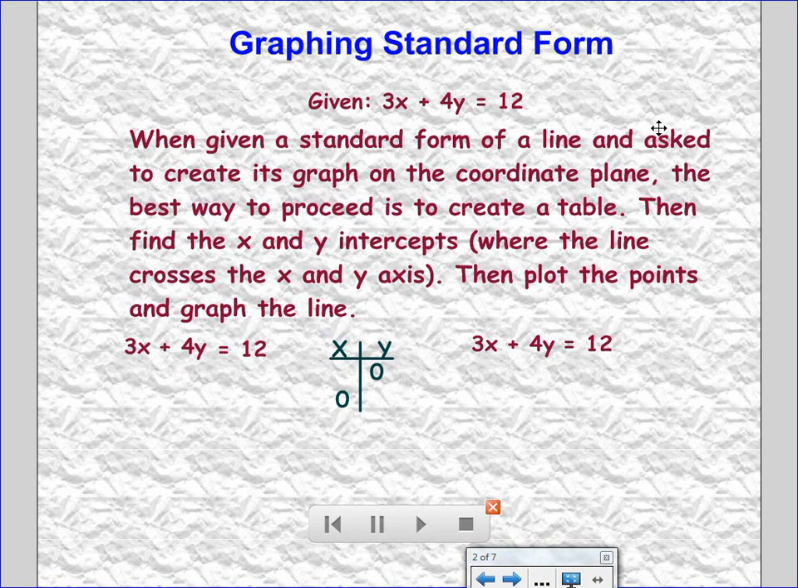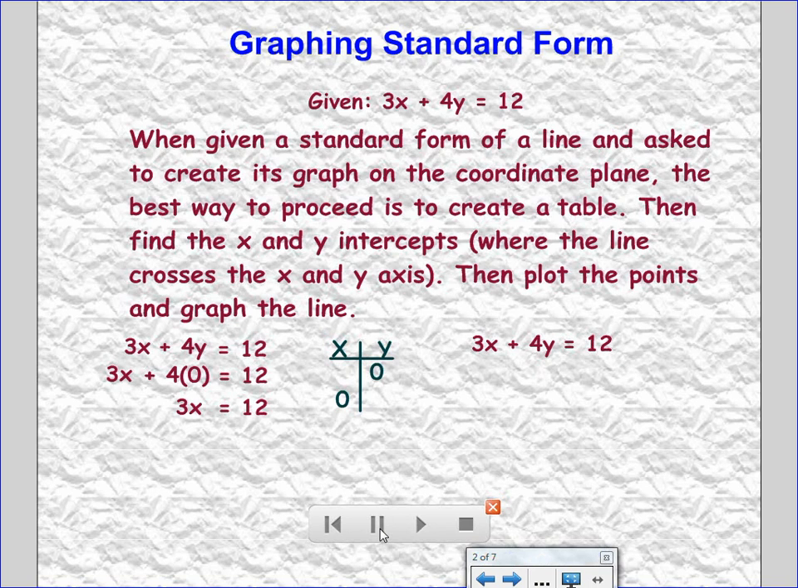Let's proceed with our given line 3x plus 4y equals 12. This one is fairly easy. First, we want to make y equals 0. If y equals 0, what does x equal? Well, that's a simple equation, and it is really one step, because when we say y equals 0, 0 times anything is 0. So we end up with 3x equals 12.